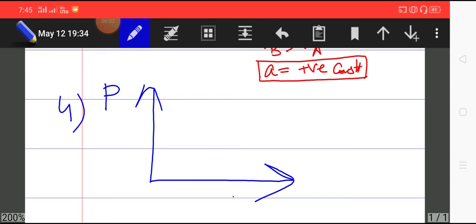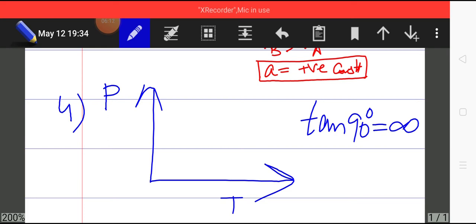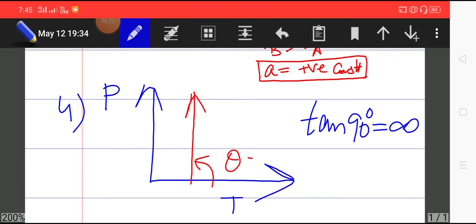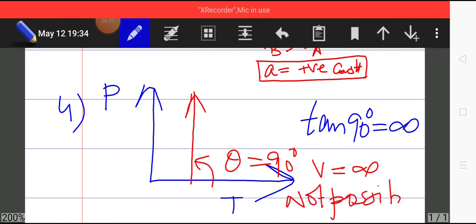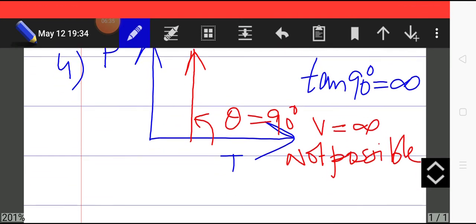And please note one more thing in the position-time graph, case 4. As we all know, inclination is giving us velocity, and we know that tan 90 degrees is equal to infinite. So the position-time graph cannot be a line parallel to the position axis, because this means inclination is equal to 90 degrees, which represents infinite velocity, which is not possible. Hence, in the position-time graph, a line parallel to the position axis is not possible.